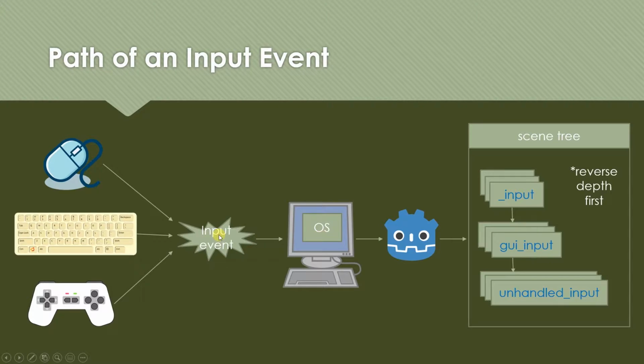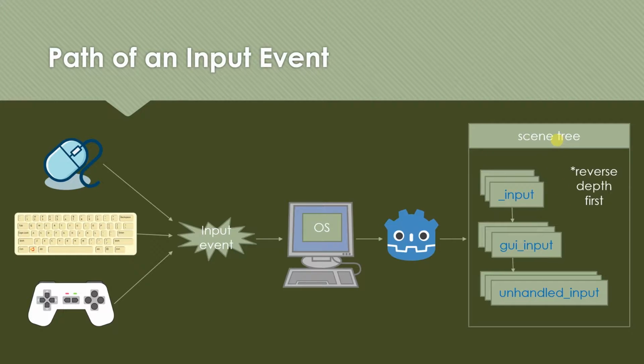And then that input event is passed to your operating system. Your operating system passes it to Godot, and Godot passes it to the scene tree. Now, the scene tree will pass it along a long chain, right? So remember that inside a scene you have a bunch of nodes and other scenes arranged in a hierarchy.